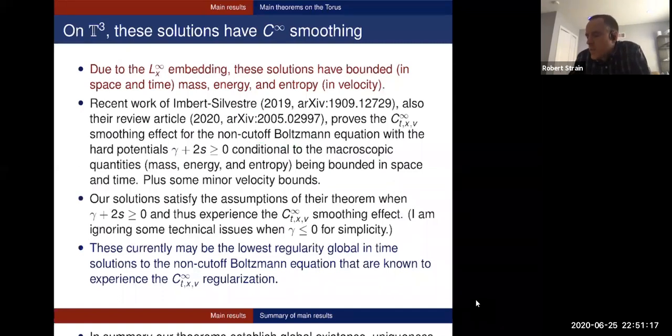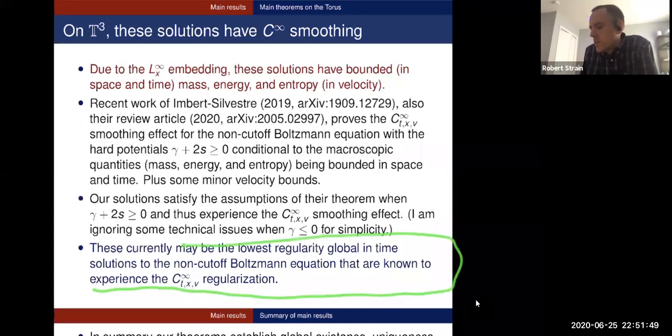And so our solutions satisfy the assumptions of their theorem when gamma plus 2s is greater or equal to 0, and thus our solutions experience a C-infinity smoothing effect. There are some technical issues when gamma is negative, like you have to assume a little bit more velocity decay on the initial data, but you can do that. As far as I know, these are currently the lowest regularity global in time solutions to the non-cutoff Boltzmann equation that are known to experience the C-infinity regularization.